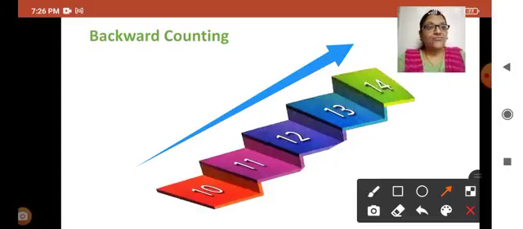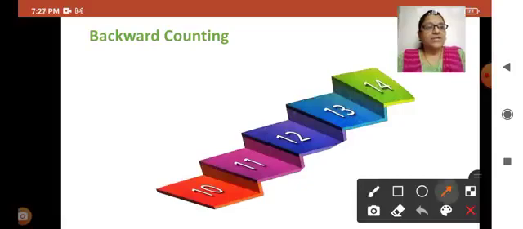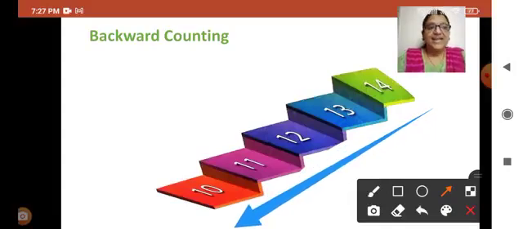Now children, if we have to come down from this staircase and count the numbers, how will we do it? Yes, we will count like 14, 13, 12, 11 and 10. Here we came down from the staircase by counting from biggest number to smallest number. That is called backward counting. And our further questions are based on this.